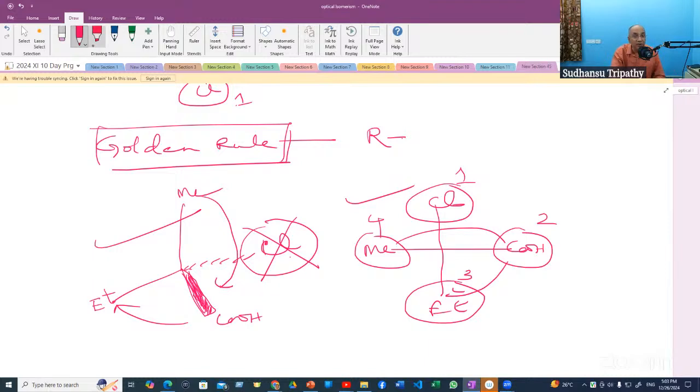So it is in the horizontal position. I will be using the golden rule. Straightaway 1 to 2 to 3, my eye is moving clockwise, and clockwise means it is S.